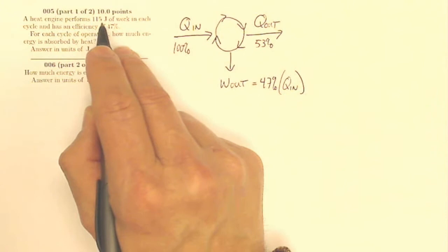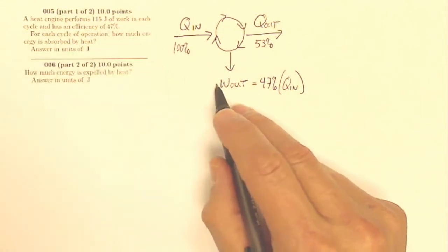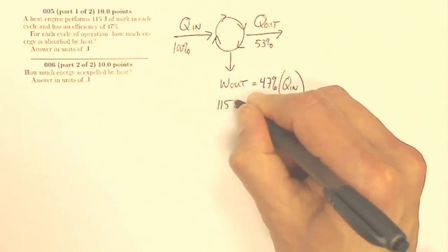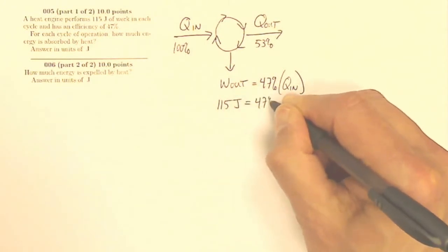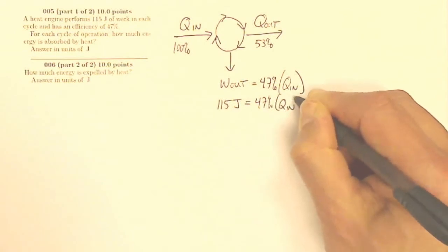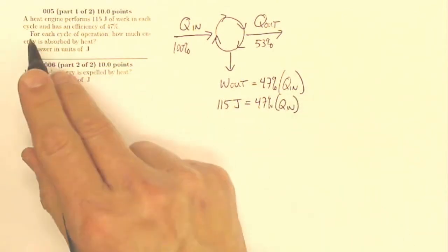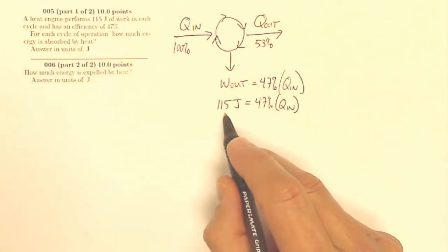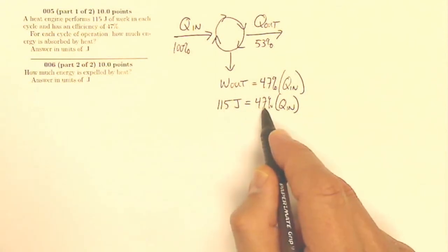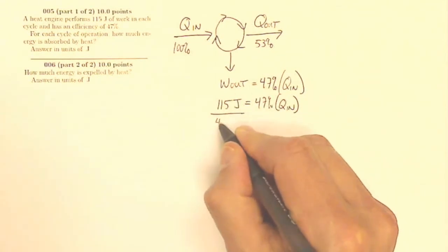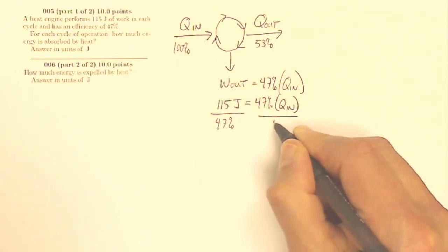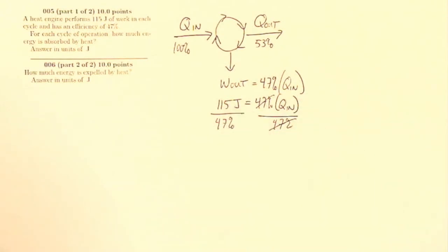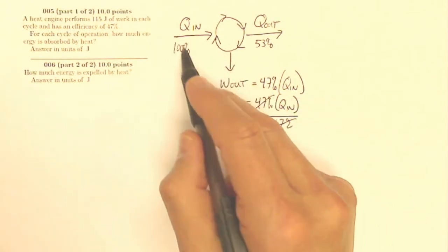This says it performs 115 joules of work in each cycle. So this work out is 47%, and this is going to equal 115 joules. It is 47% of the amount of energy I put in. So that's my efficiency. For each cycle of operation, how much energy is absorbed by heat? Well, if I've got 115 joules coming out, which represents 47% of Q in, if I just divide by my 47%, then this goes away and I get my energy put in is going to be that divided by that. So that's to get me back to my total 100%.